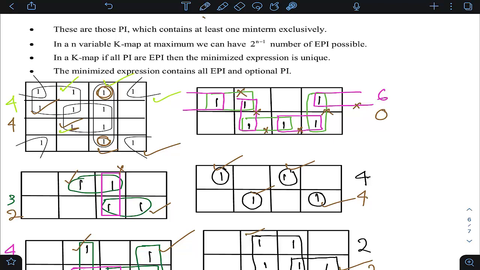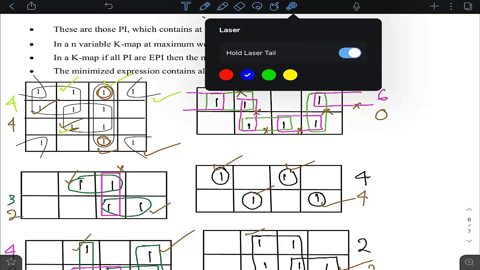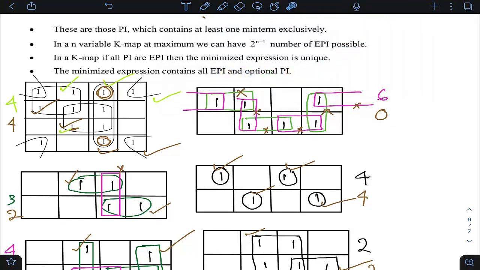I'm asking the question, you pause the video and think yourself. Whenever you are finding the minimized expression, will that expression contain all EPI, or may it or may it not contain them? Definitely that minimized expression will contain all EPI. Why? Because EPI is that group which contains at least one min term which is not covered by any other group. So if you leave out an EPI, that min term cannot be covered.